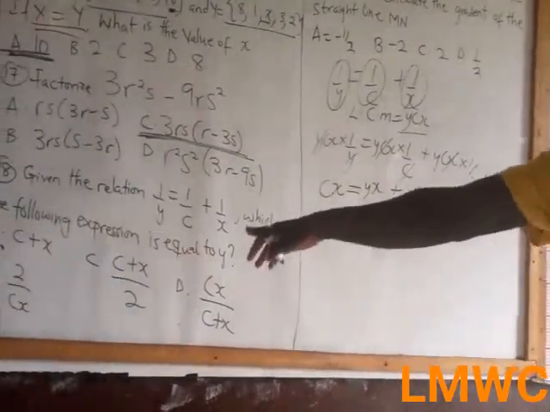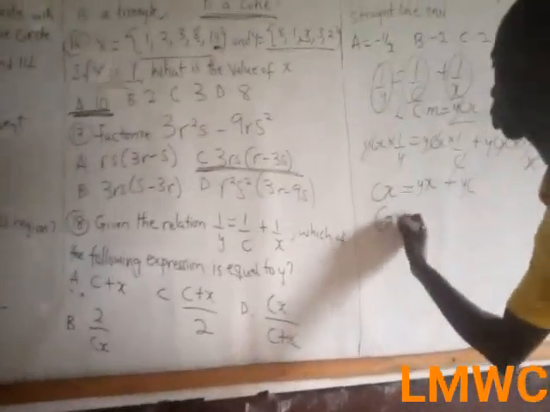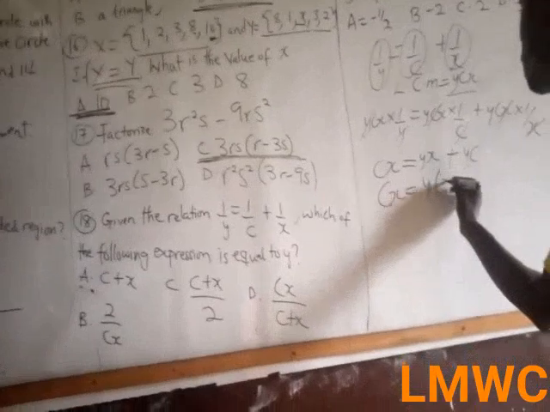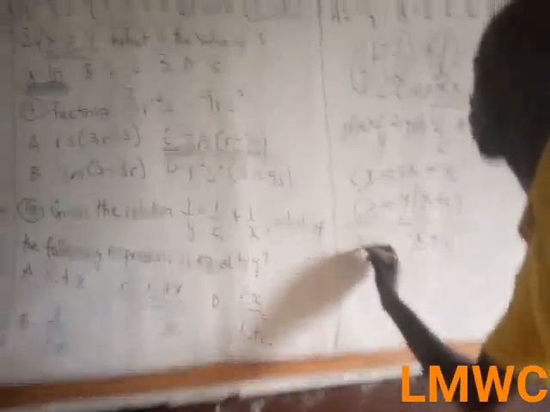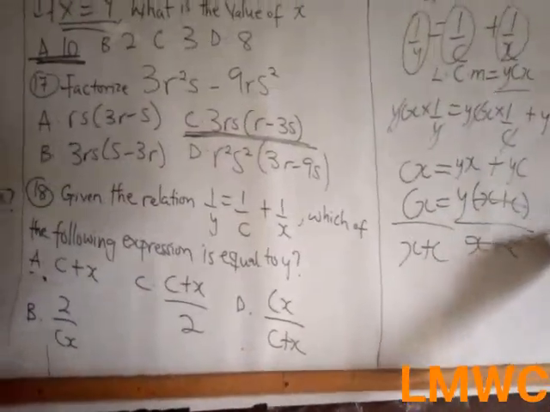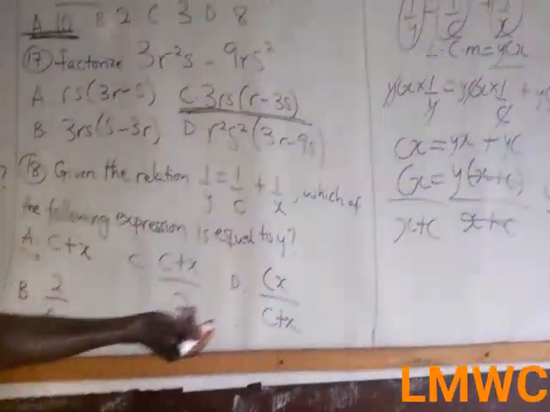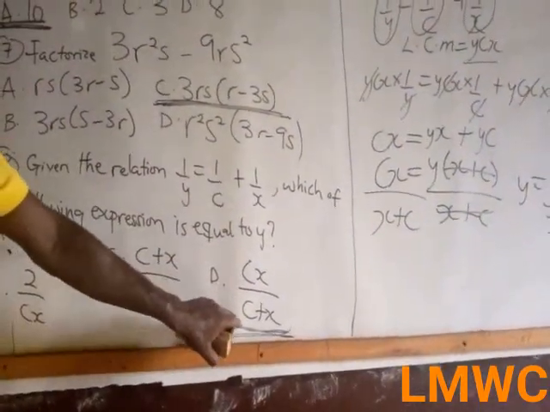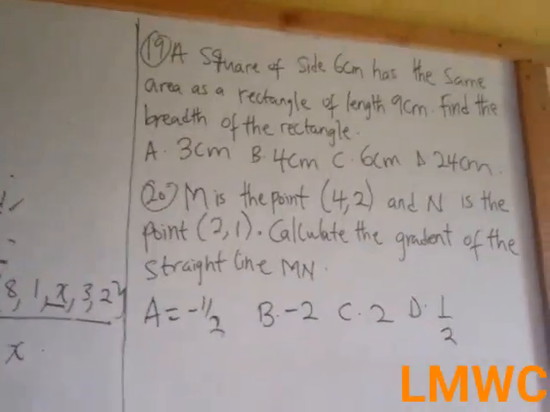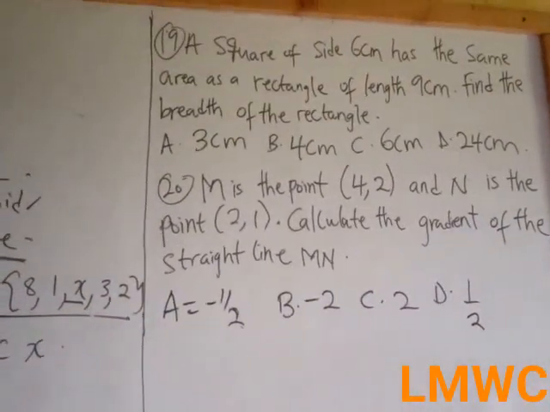So we have this, and they are saying which of the following expressions is equal to y. We want to make y the subject. So you factorize. So y out, it becomes x plus c. You divide both sides by x plus c, and we have our y as cx over x plus c. So what is our answer? Our answer is D, even though they wrote c plus x, which is the same as x plus c. Take note.